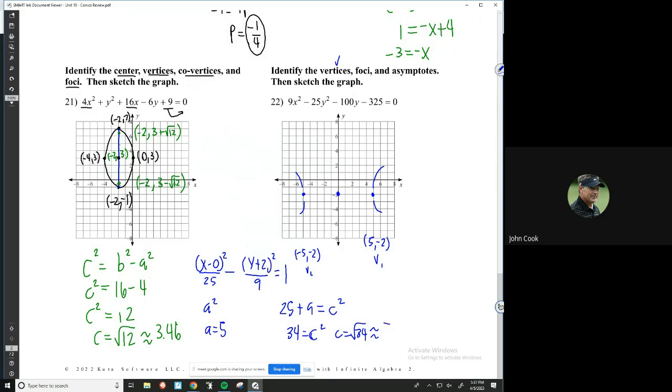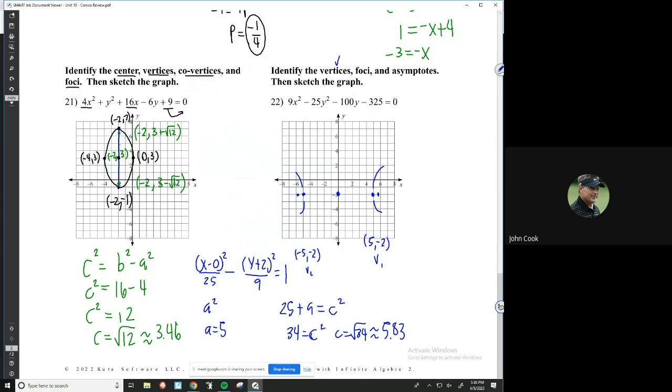Okay, so 5.83. From the center, I'm going to go to the left and to the right by 5.83. If I go to the right by 5.83, I go over 5 and then close to 6. So right over there, there's one focus. And then if I go to the left by 5.83, more than 5, almost to 6, it's right over there.